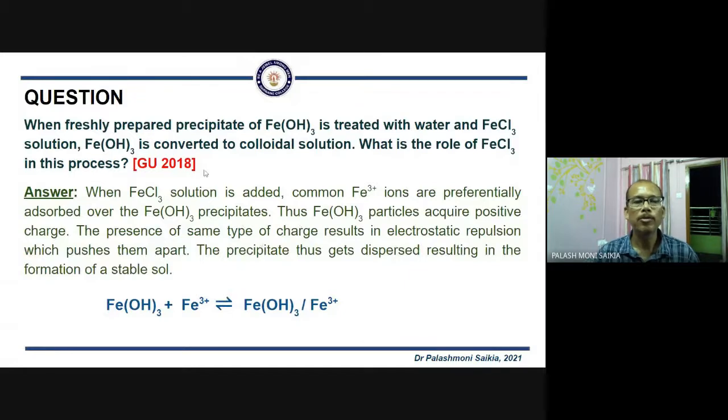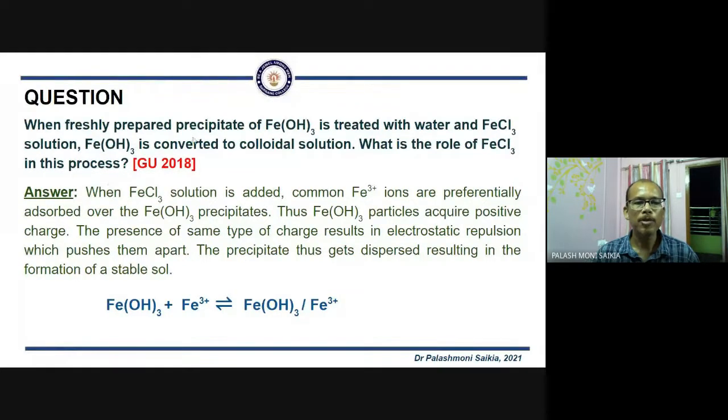Another question was asked in 2018. When a freshly prepared precipitate of ferric hydroxide is treated with water and ferric chloride solution, ferric hydroxide is converted to colloidal solution. We know this is peptization. The question is, what is the role of ferric chloride in this process? Again, the same preferential adsorption of ions and electrostatic repulsion.